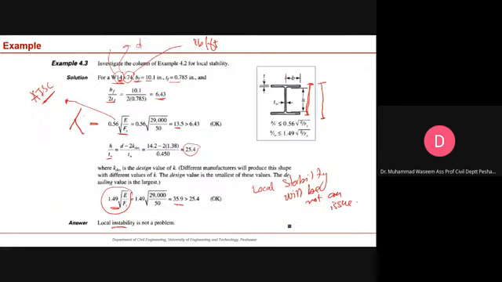In order to demonstrate it, we will go through an example, that is example 4.3. In example 4.3 there is a section.